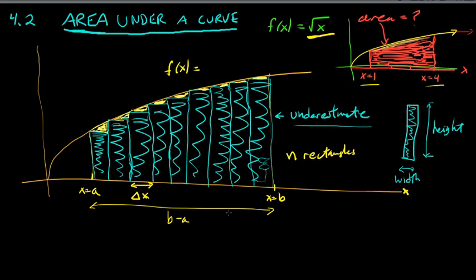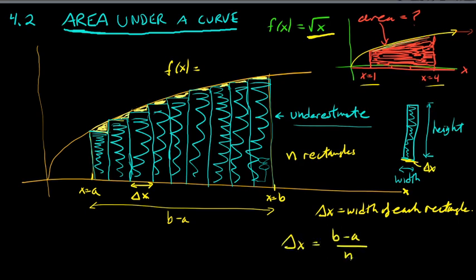What is the width? So the delta x is just the width of each rectangle. It's this right here. That's the delta x. Well, if the total length is b minus a, and there are n of them, just divide by n. So delta x is just the total length divided into n parts.